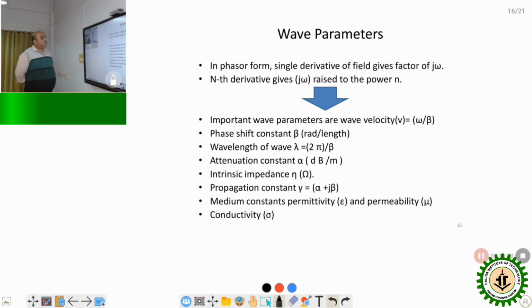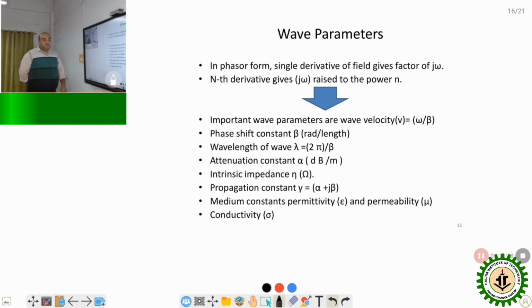Coming to the next part, important wave parameters of interest. Whenever we analyze a wave or study its propagation characteristics, we mainly convert the dou by dou t term into phasor form, because it is easy to represent a sinusoidal variation. A single derivative will give j omega, and higher order derivatives of dou by dou t give (j omega) raised to the power of n. In that way, we define the wave parameters.